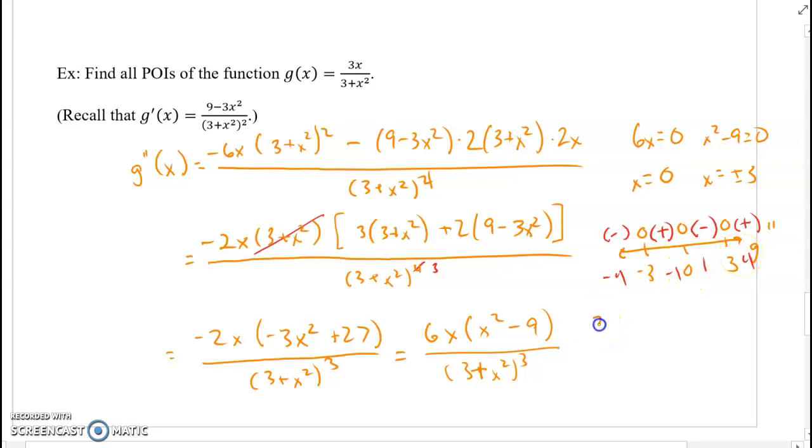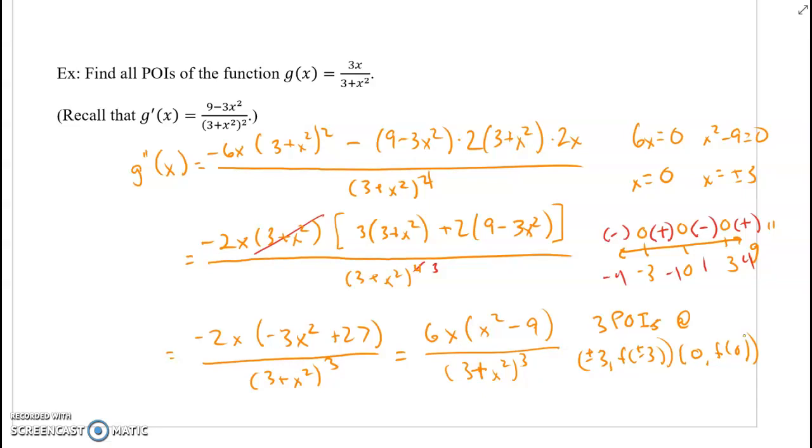Therefore, 3 POIs at negative 3 comma f of negative 3, at plus or minus, let's save some time there, and also at 0 comma f of 0. Notice I'm not actually evaluating the y value of these points of inflection just for the sake of time. Sometimes they ask for the x value, sometimes they ask for the actual point. If they ask for the point, go ahead and evaluate it.